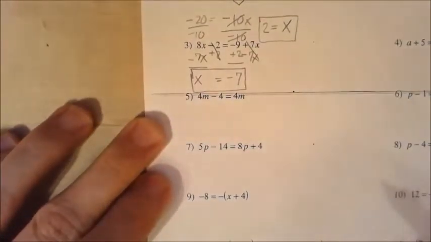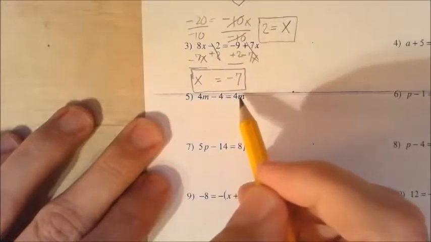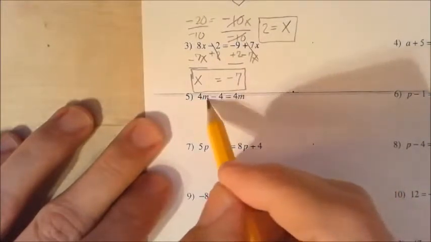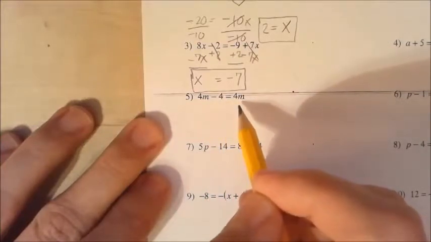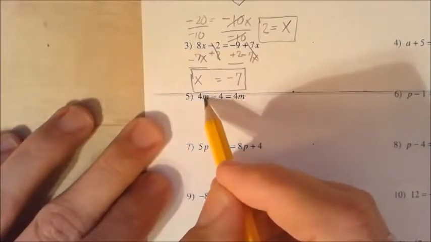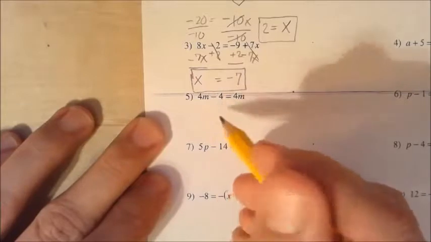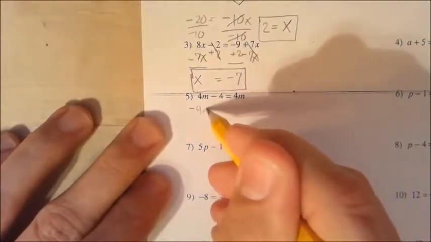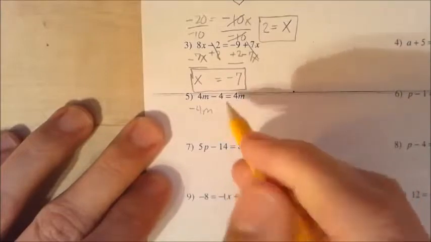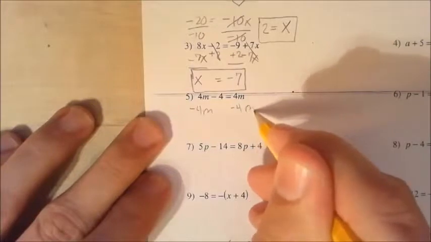Alright, number 5. I have 4m minus 4 equals 4m. So notice that I have a variable on both sides of the equal sign in this equation. So what I need to do is isolate m. And so how I'm going to start, because there's only a constant on this side, I'm going to go ahead and subtract this 4m and move it over. And that gets my constant separated from my variable. So if I subtract 4m here, I have to balance out the equation by doing the same on this side.